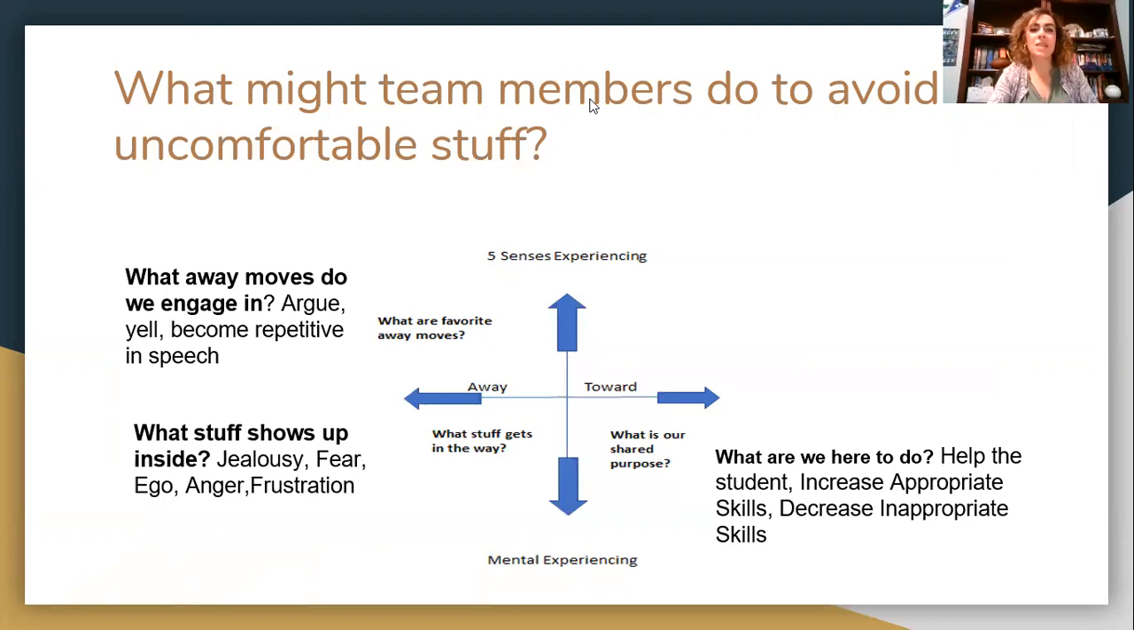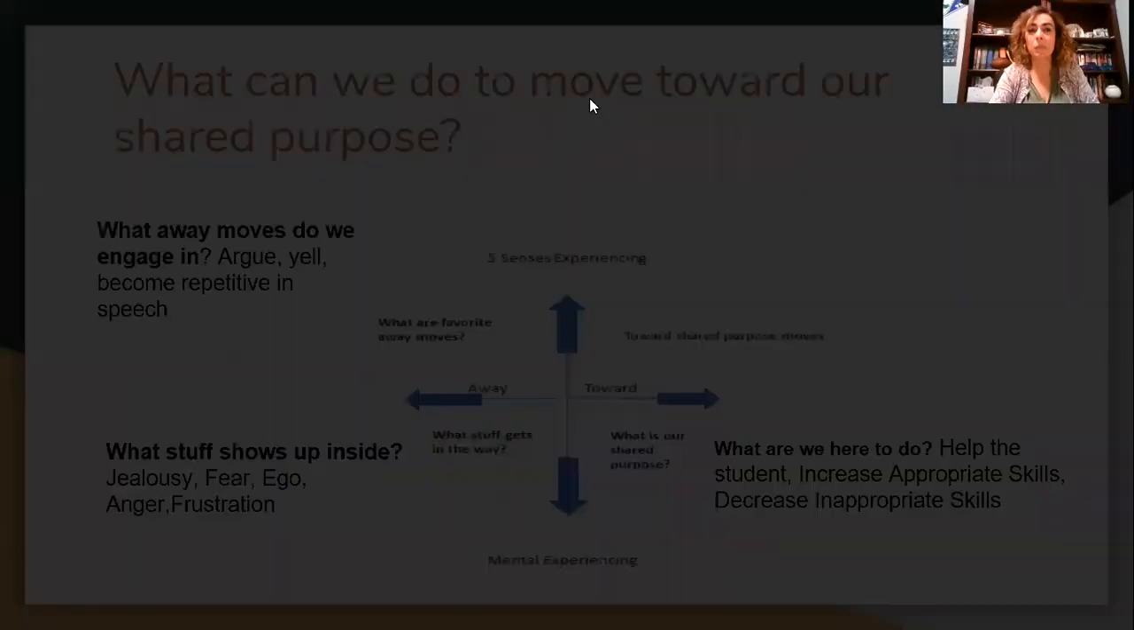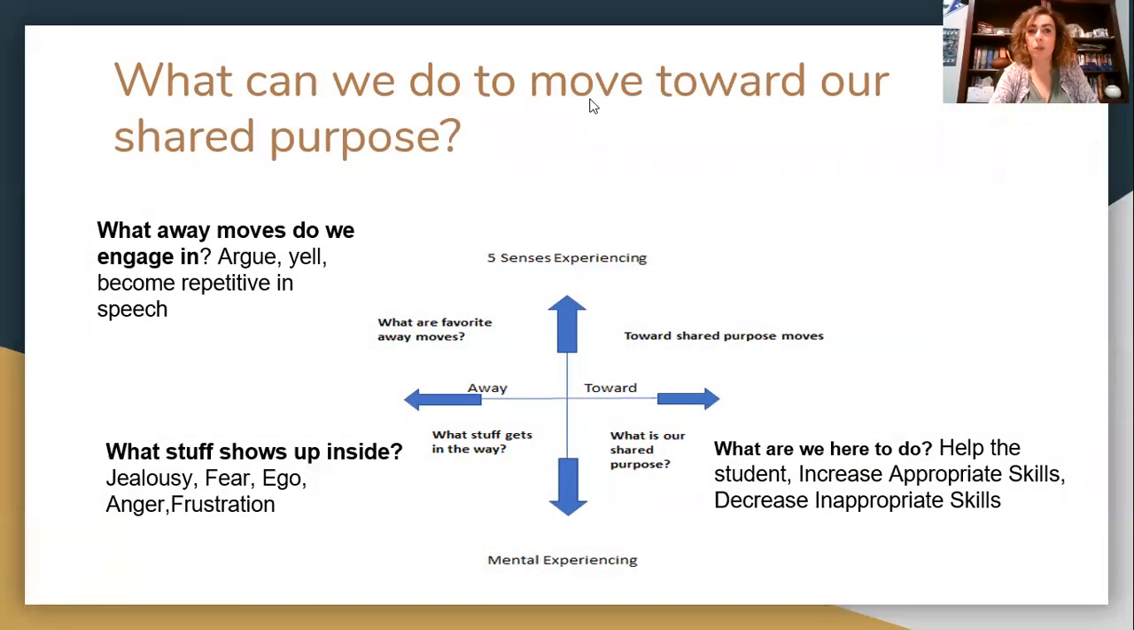So we know that these type of behaviors really become problematic, and we are not moving anywhere near where we want to be, which is what is our shared purpose and how do we help the student, right? So we're engaging in that loop and it's not helpful at all. And so we want to begin thinking of what are those toward behaviors, what can we do as a team to move toward our shared purpose, right? And that's going to go into your upper right-hand quadrant.